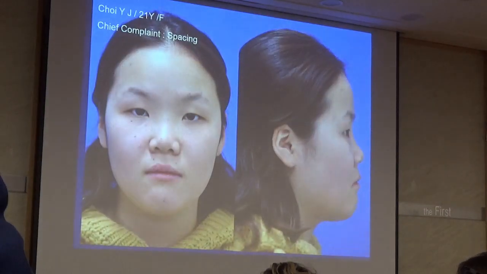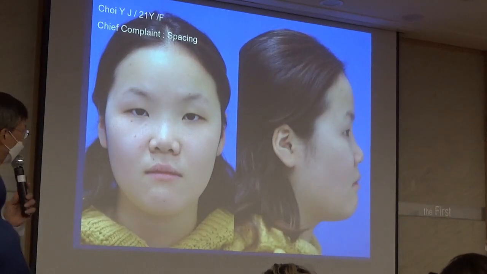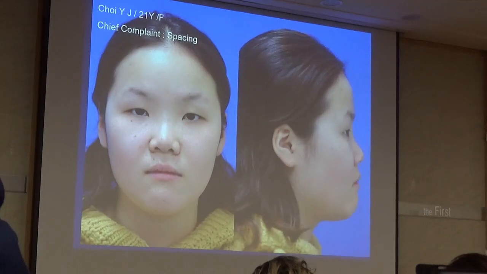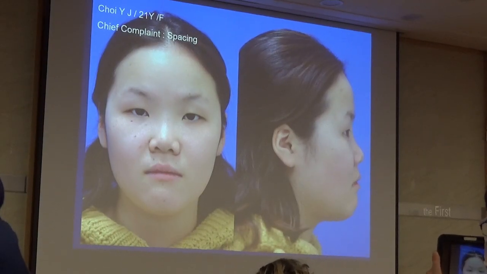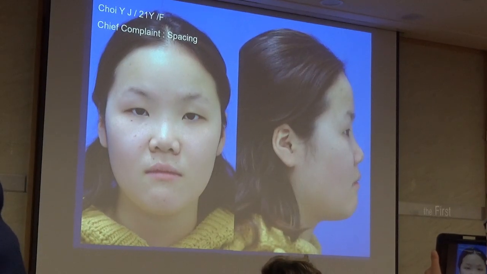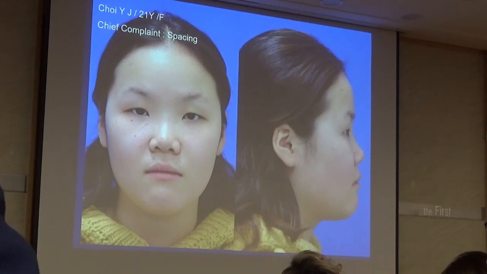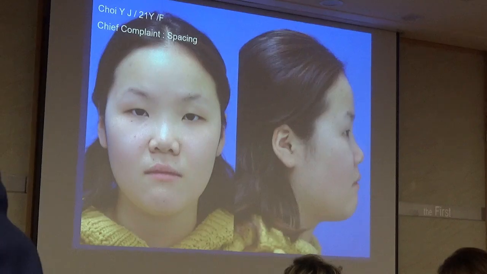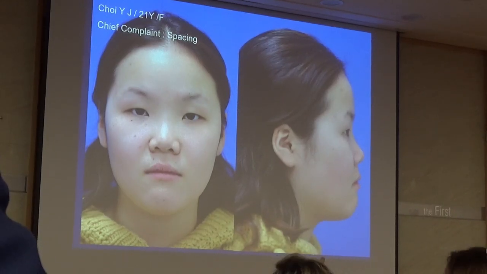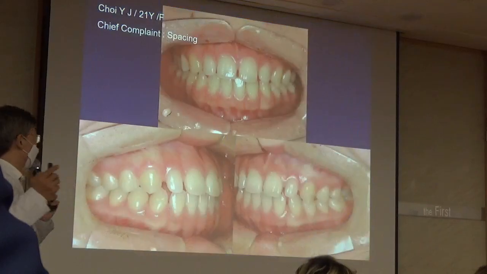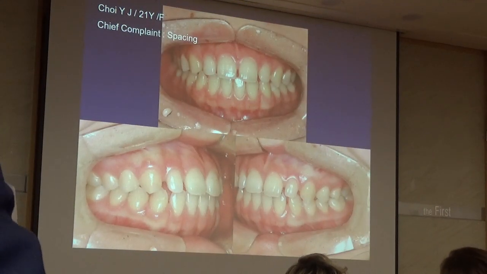I'll ask you one question here. Let's try to diagnose this case. And I'll give you one question. If you find the etiology, I'll give you a prize. I'll give you a prize. 21-year lady with midline deviation.